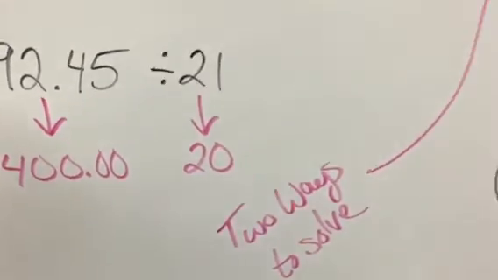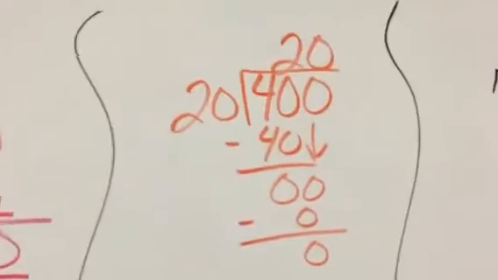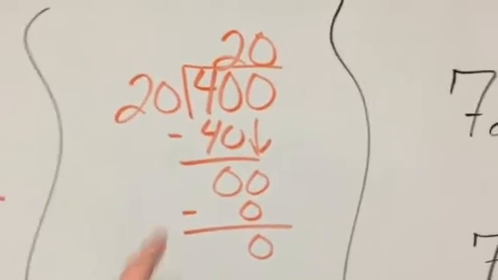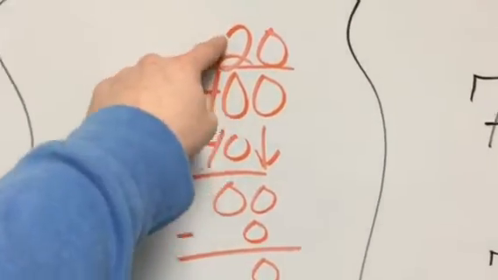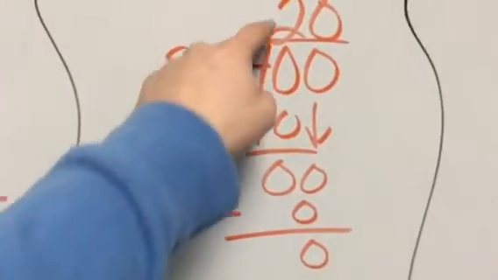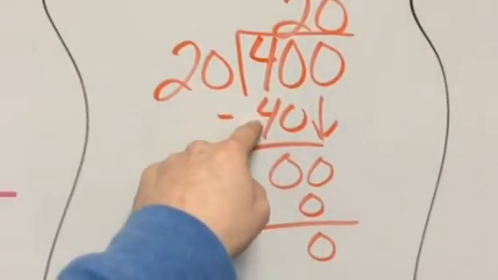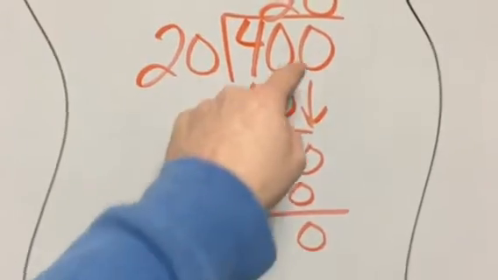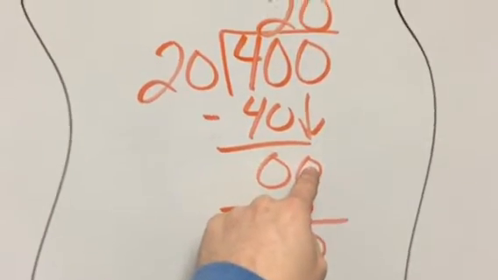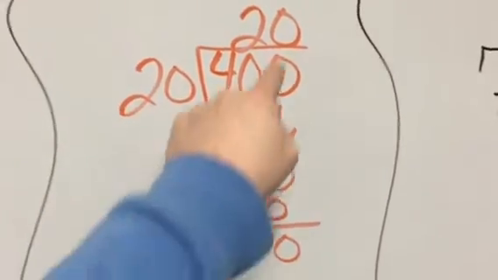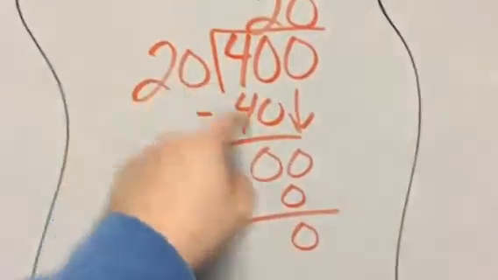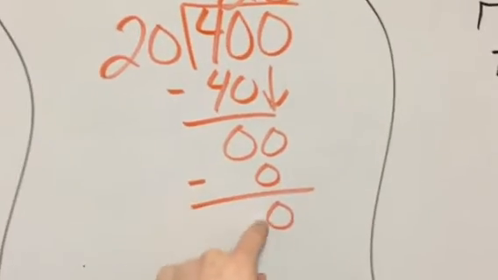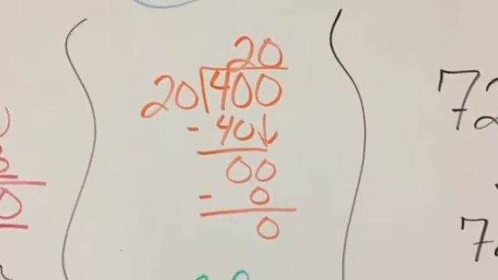And you know what? There are two different ways to solve that. We can do the standard division algorithm, 400 divided by 20. So you do 20 goes into 40 two times. 2 times 20 is 40. 40 minus 40 is 0. Bring down the other 0. And then 20 goes into 0 zero times. 0 times 20 is 0. 0 minus 0 is 0. And so we get our answer is 20.